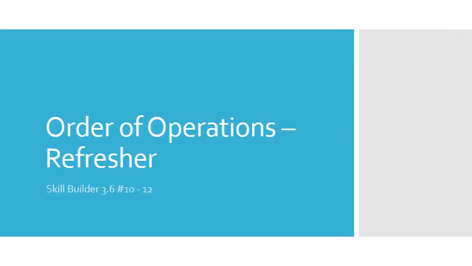If you look on your Skill Builder 3.6, which is one of your homework assignments, I'm actually going to be doing number 10 on there. So I'll be going through it with you and I'll be giving you the answer. This way when you do number 11 and number 12, you will have this exercise and training on this one here, so you'll be able to perform the next two order of operations.